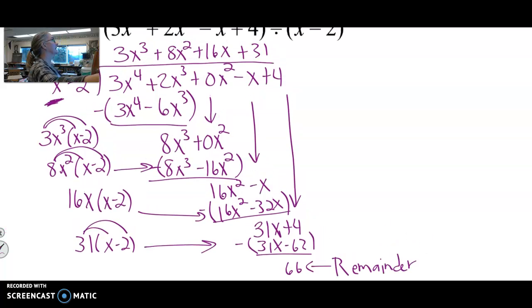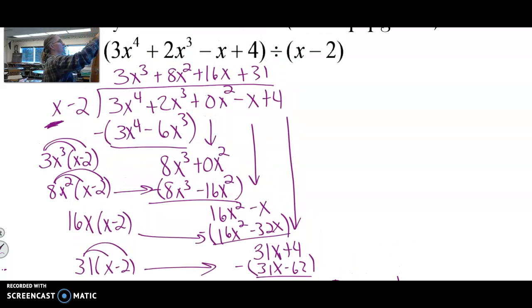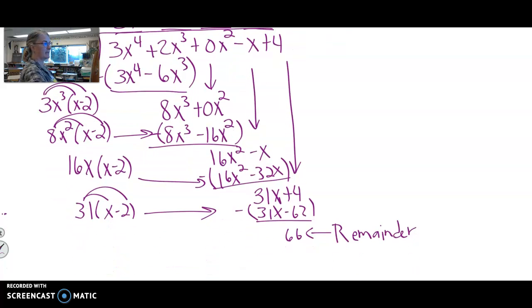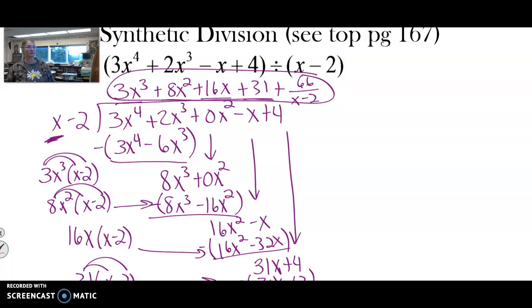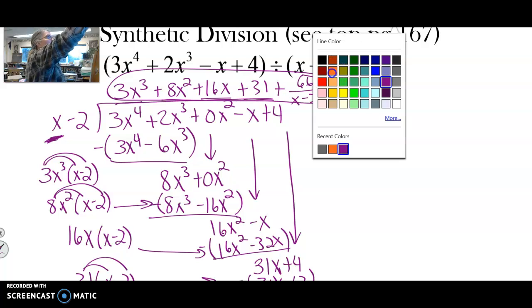So my answer is 3x cubed plus 8x squared plus 16x plus 31, that is my quotient, plus the remainder, which is 66, over the divisor. So this is my answer right here. Okay, now I'm going to show you how to do this using synthetic division.